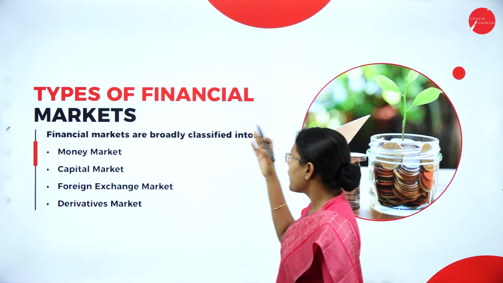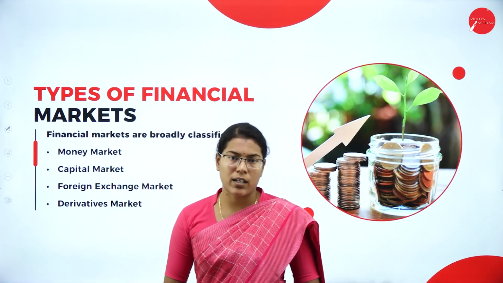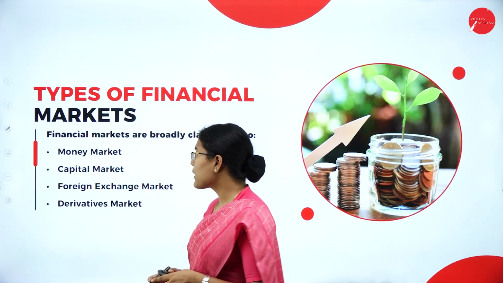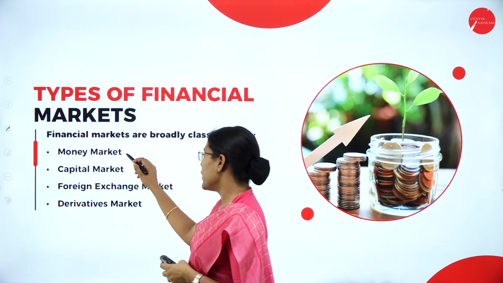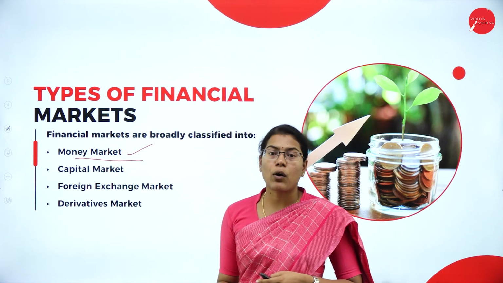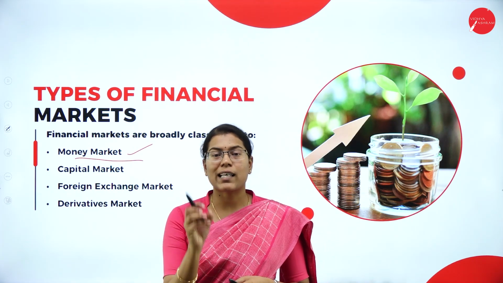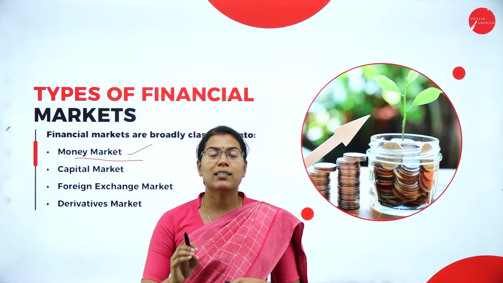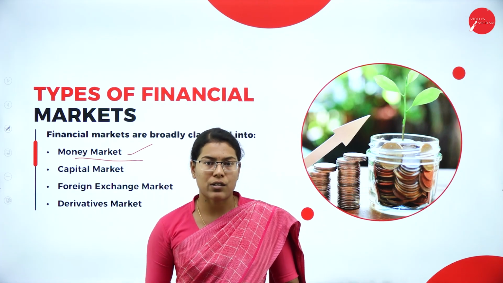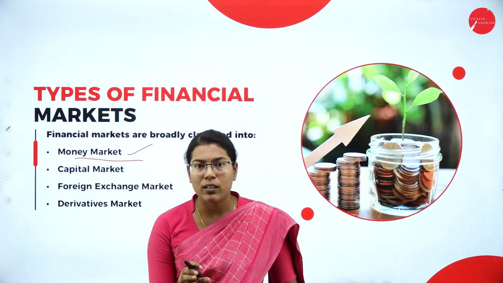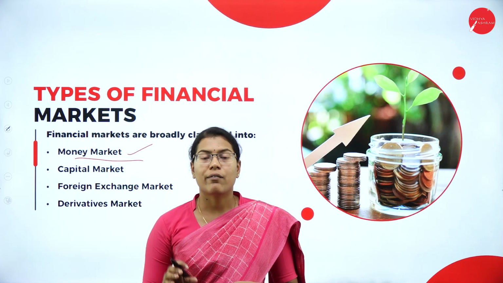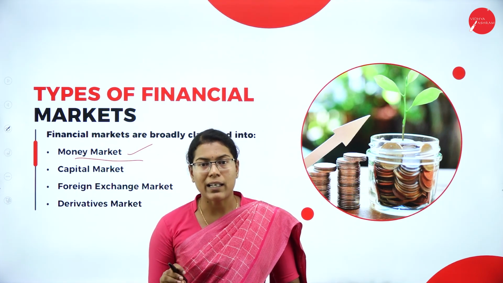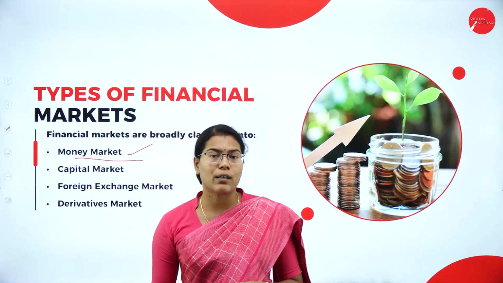Next we have the different types of financial markets. What are the types of financial markets we have? These consist of the money market. It is called the money market because whatever securities or financial instruments are traded in this market are easily convertible into cash. So they are highly liquid with low risk, where these securities or financial instruments carry a maturity period of less than 1 year.